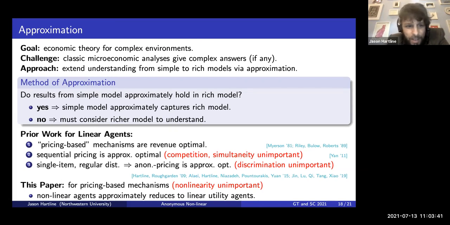In this work, we were able to take a number of approximation results for single dimensional linear agents and lift those results up to apply to nonlinear agents. And we can conclude from that that, in some sense, nonlinearity is a detail that we don't have to model to understand at a high level what makes mechanisms good. This is really nice because we understand linear agents very well, and so we know basically what makes mechanisms good.